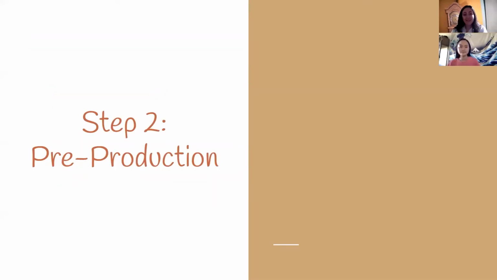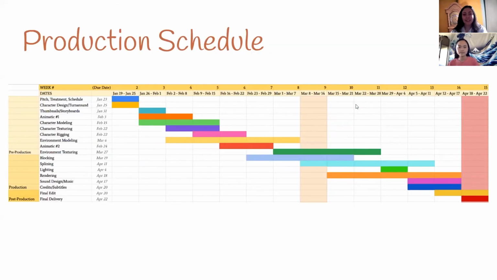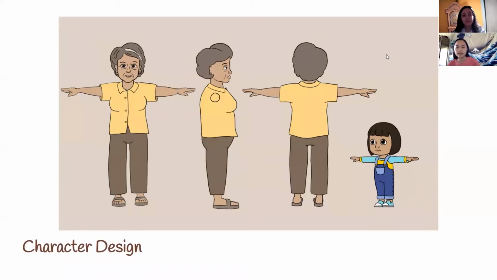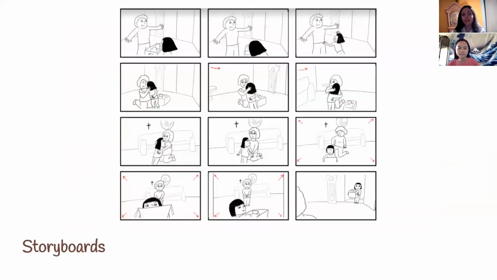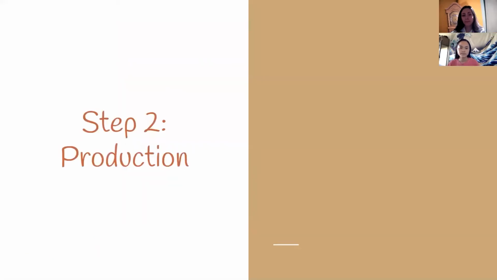So first we start with pre-production. And here you can see a schedule with all the specific tasks that we had to get done by the end of the semester. We only had a few weeks to get this done. This is a character sheet of our two main characters. Here you can see the storyboards, which gives us an initial insight into how the film will look and specifically how the shots will be composed and get an initial flow of the story.